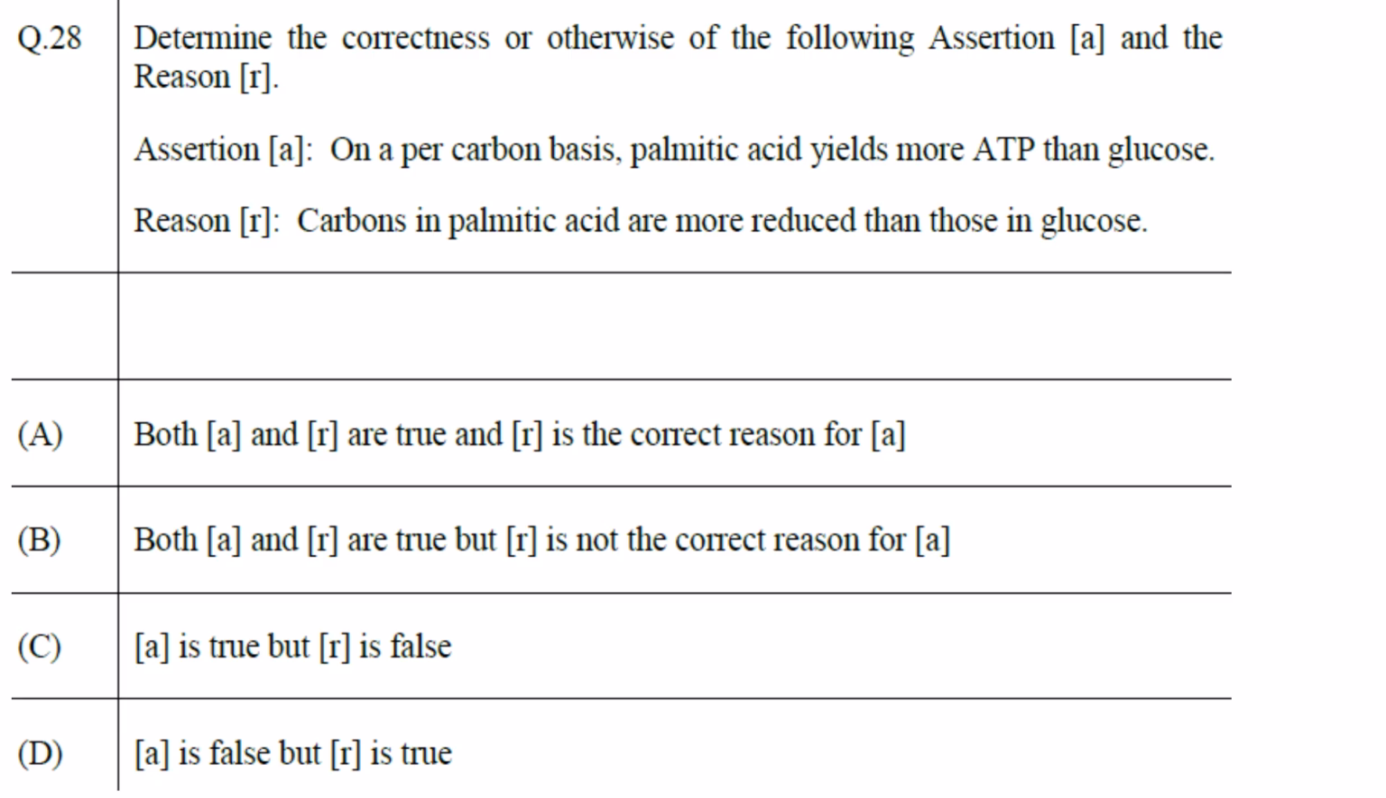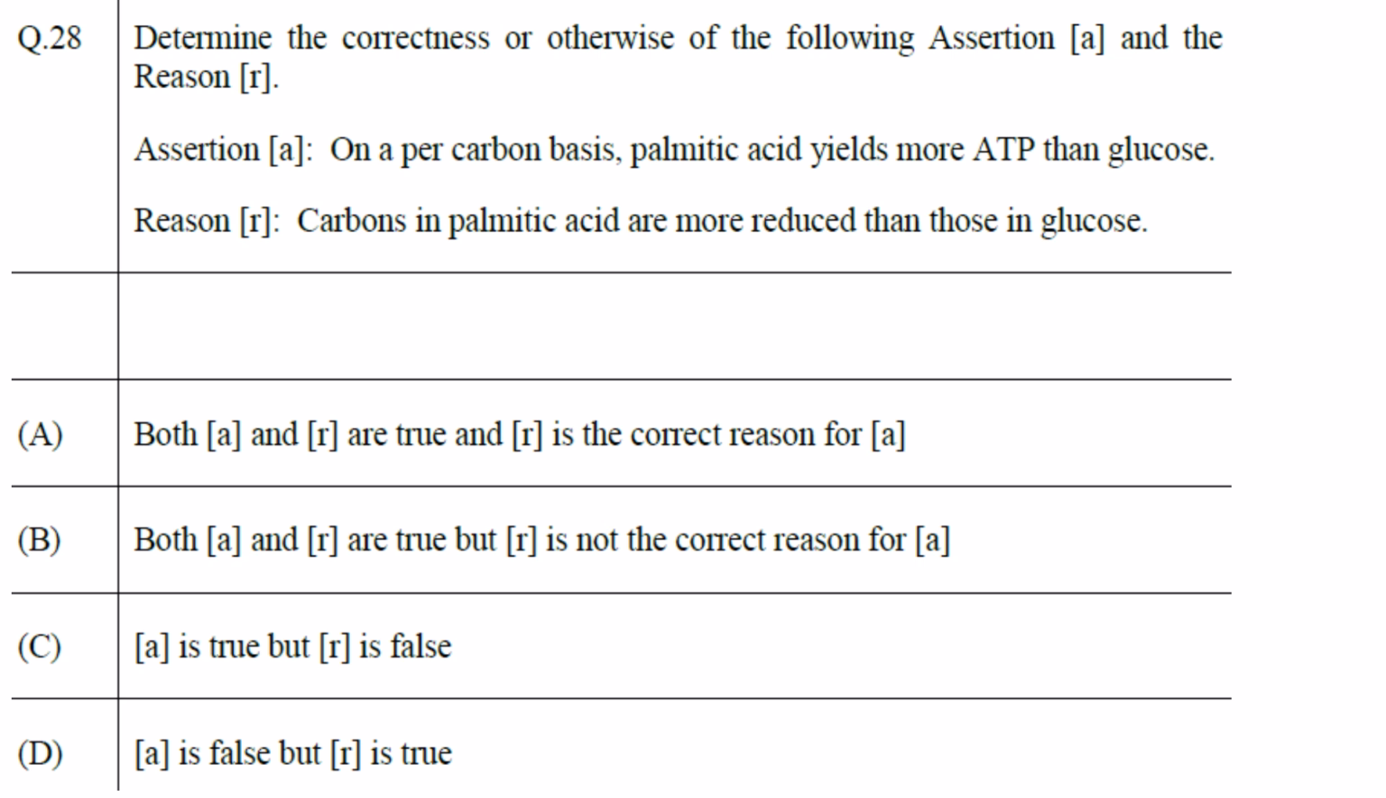Coming to the first question. Determine the correctness or otherwise of the following assertion and the reason. Assertion: on a per carbon basis, palmitic acid yields more ATP than glucose. That is correct because complete oxidation of palmitic acid will give you 106 ATP molecules, whereas for glucose it is 36 to 38 ATP molecules.